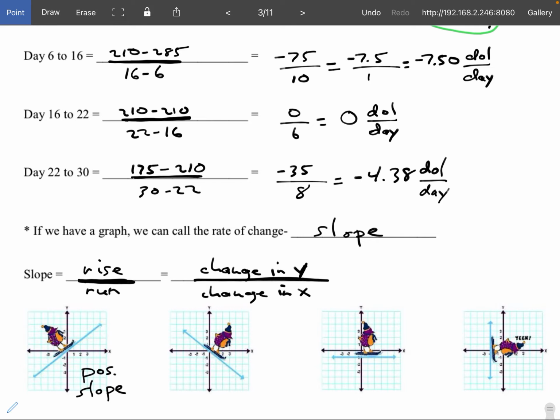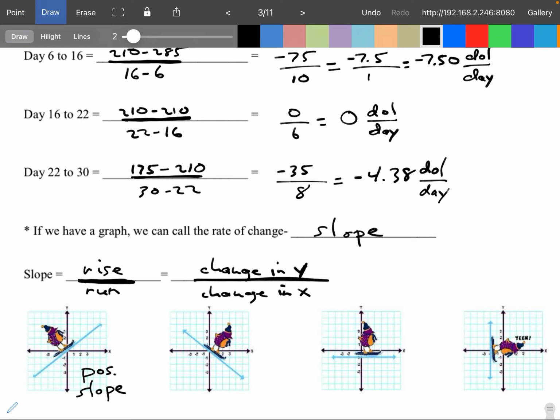That's about as far as I can get, I think. What's up, Ryan? What does that say under rise? Overrun. Okay, so this one has a positive slope.